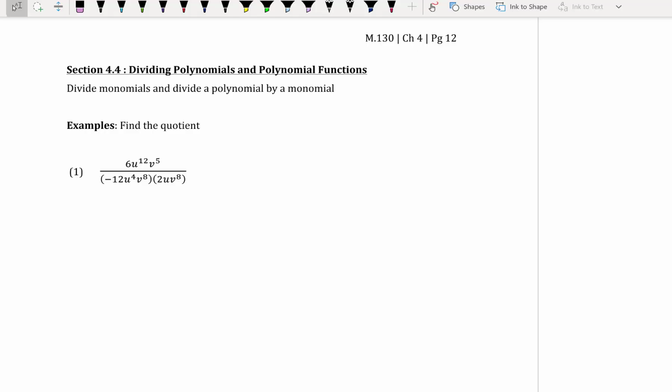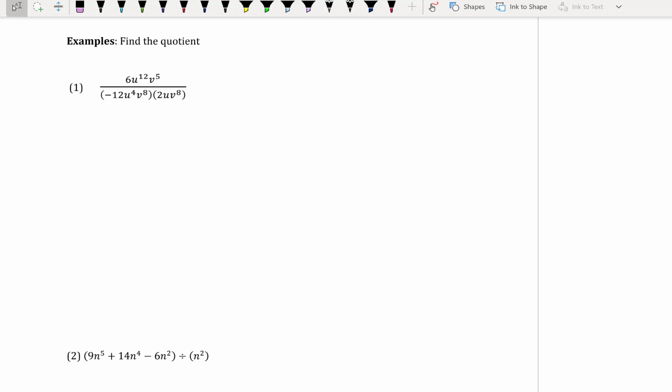Hello Math130 students, we are going to pick up on page 12, section 4.4, dividing polynomials and polynomial functions. Right now we are going to be dividing monomials, and later on we're going to be dividing a polynomial by a monomial. So what we want to do is find the quotient.